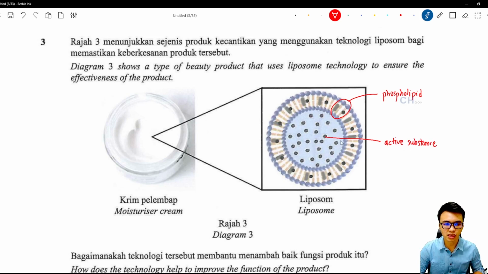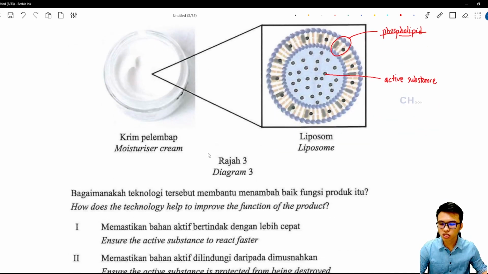When we have a product like this, you just need to remember one concept. The phospholipid here is meant to protect the active substance inside the liposome so that the active substance can reach the target cell without being destroyed by other substances, for example, the gastric juice in our stomach. So the main function of a liposome is to protect the active substance so that it can reach the target cell. So let's look at the questions here.